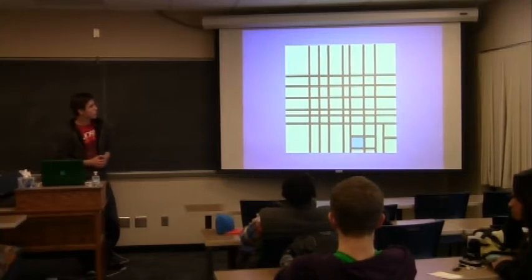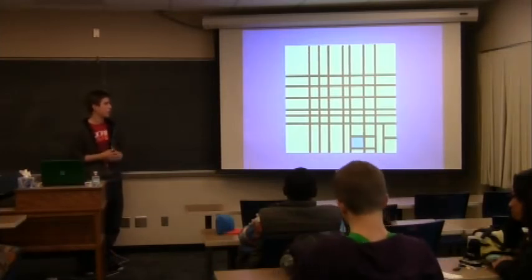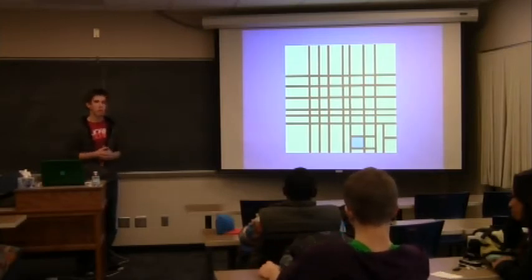Then for this piece, asymmetry can cause a piece to direct the viewer's eye, and that's done with the blue square compared to all the black and white lines. It just grabs the viewer's attention.